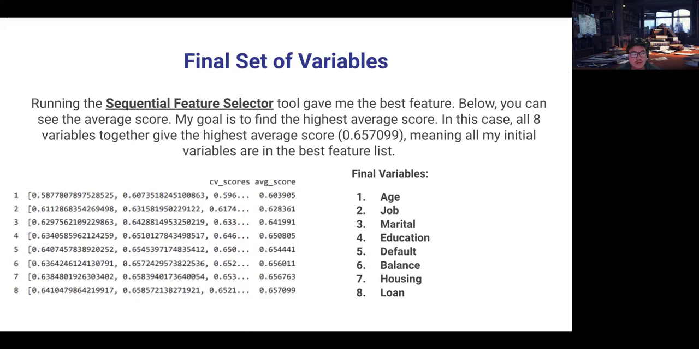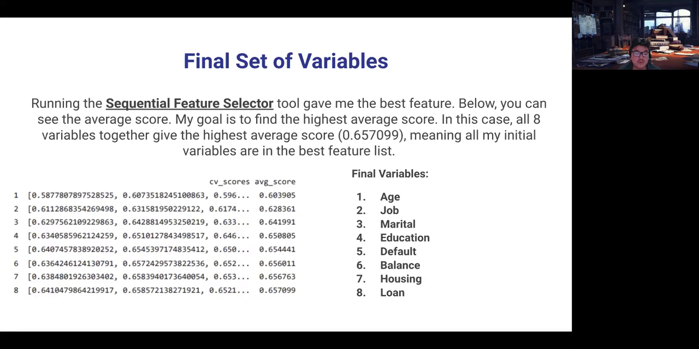So this slide is about a final set of variables. Running the sequential feature selector tool gave me the best variables. Below, you can see the average score. My goal is to find the highest one. In this case, all the variables together give the highest score of 0.657099, meaning all of the initial variables are in the best feature list.